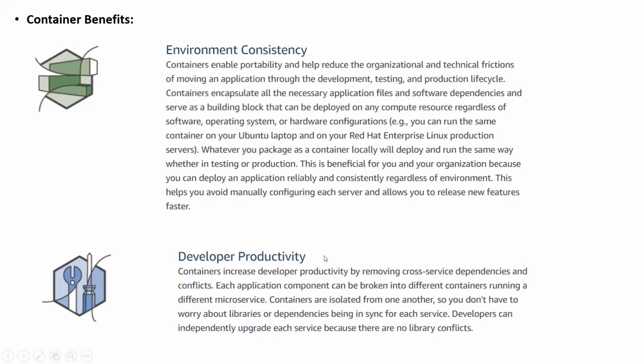And coming to the next benefit, developer productivity. Containers increase developer productivity by removing cross-service dependencies and conflicts. Each application component can be broken into different containers running as different microservices.